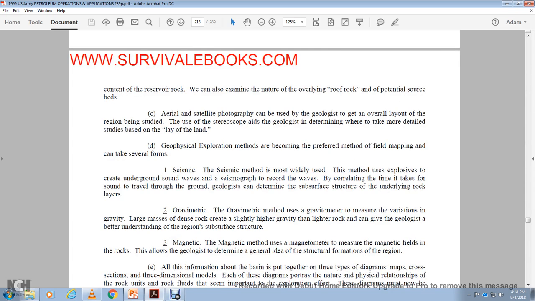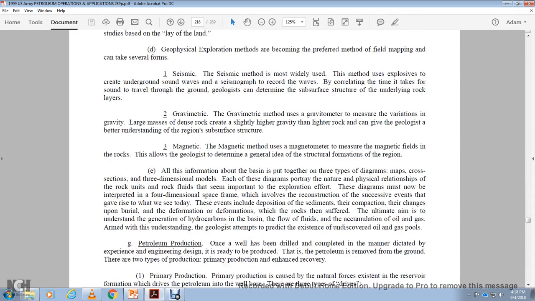The magnetic method uses a magnetometer to measure the magnetic field of the rock, so the geologists determine a general idea of the structural formation of the region. All this information about the basin is put together in three types of diagrams: maps, graphs and sections, and the three-dimensional model of these.